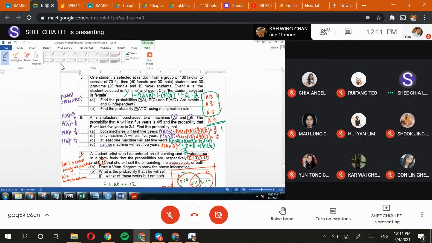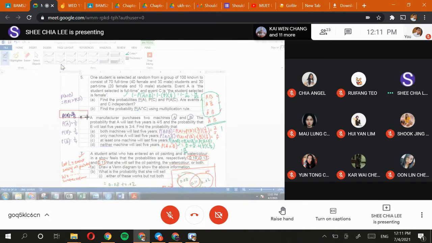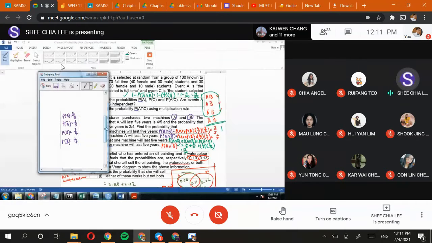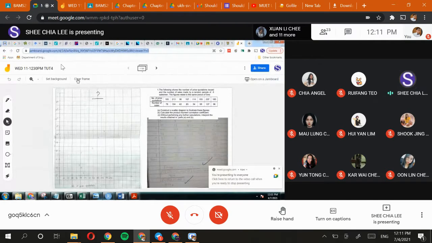Okay, either one. Or maybe we use the Venn diagram. I want to draw the Venn diagram. Let's say A and B last is 3 over 5. Okay, A and B last is 3 over 5.